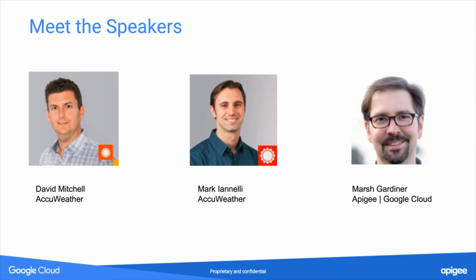So my name is Mark Gardner. I'm a product manager at Apogee, now Google. I've been working on our open API tooling and developer portal and a bunch of other areas of Edge along the way for about the last 8 years. And pleased to have with me today two folks from AccuWeather, David Mitchell and Mark Iannelli. David, if you could introduce yourself, tell us your title, what you do, and then Mark, you can follow.